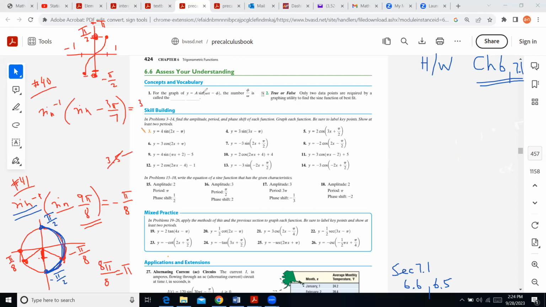So what's homework? Chapter 6 means section 6.1, 6.2, 6.3, up to 6.6. So that's what chapter 6 means. That's all sections in chapter number 6. And then one section from chapter 7, 7.1.